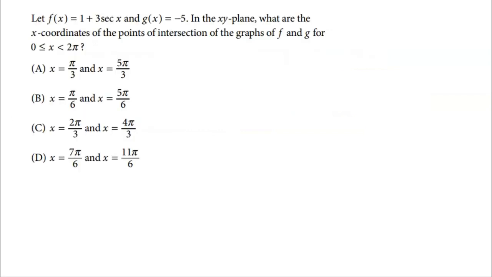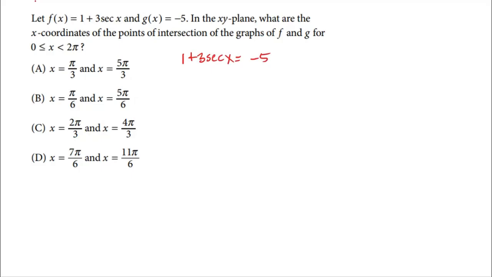All right, let's take a look at the first problem here. Let f of x equals 1 plus 3 secant x and g of x equals negative 5 in the xy-plane. What are the x coordinates of the points of intersection of the graphs of f and g on the interval 0 to 2 pi? All right, so they want us to find where they intersect. That means where the two functions are equal. 1 plus 3 secant of x equals negative 5.